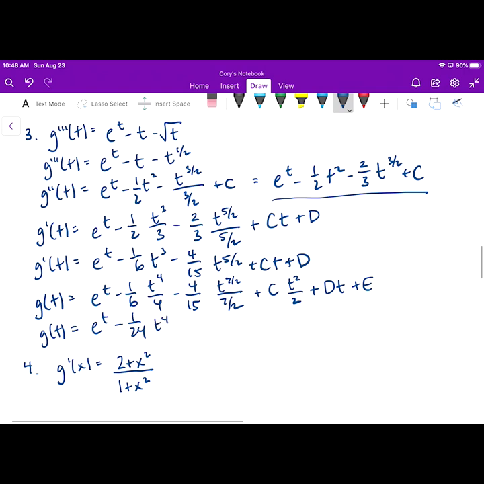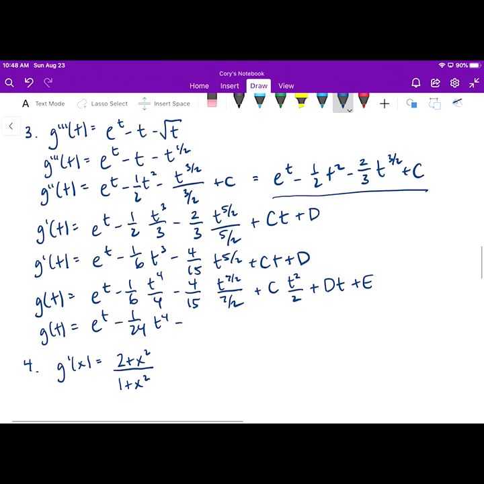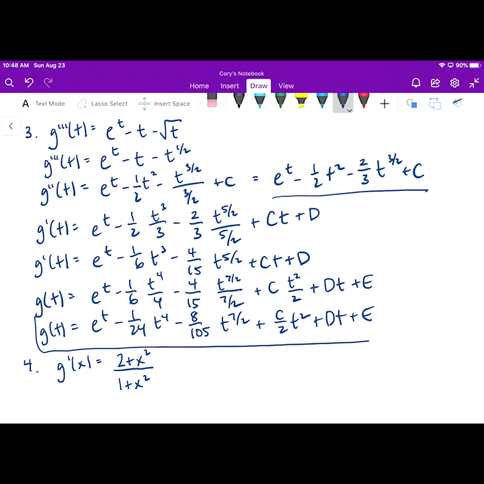1/24 t to the 4th minus, dividing by 7/2 is the same thing as multiplying by 2/7. So that's going to make 8/105 t to the 7/2 power plus c/2 times t squared plus dt plus e. And that's g of t. And that was a lot of work to go through.